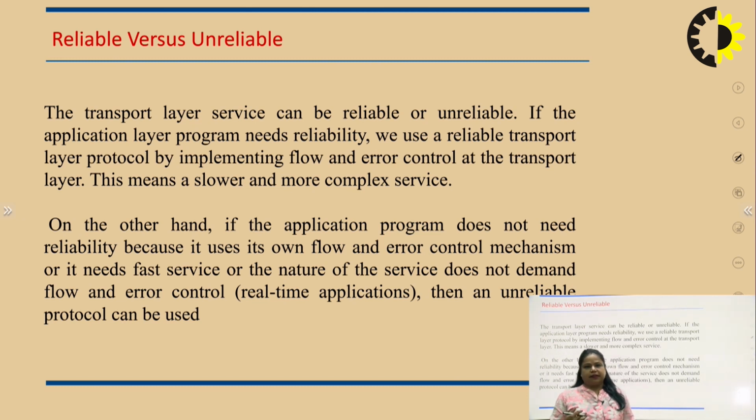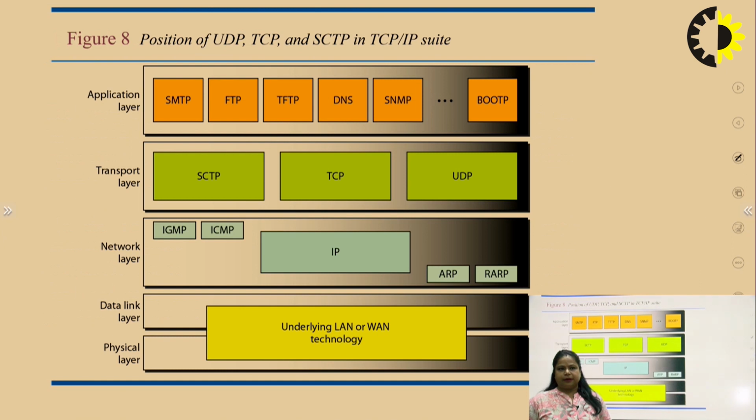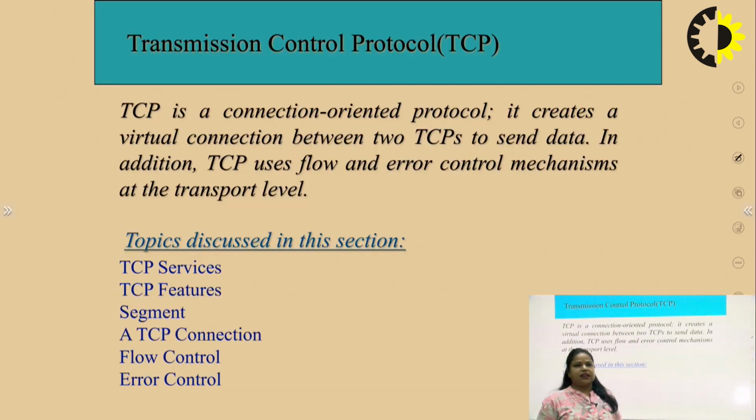So whenever we need to implement error and flow control, it requires a reliable transport layer protocol, or if they don't require any such mechanism, then they use an unreliable protocol. Now, when I'm talking about this complete architecture, we are going to talk about transport layer protocols: SCTP, TCP and UDP. In this lecture, we are going to discuss one protocol, which is called TCP, the Transmission Control Protocol.